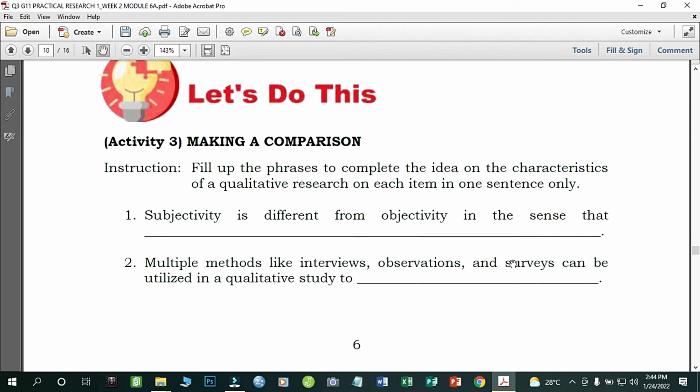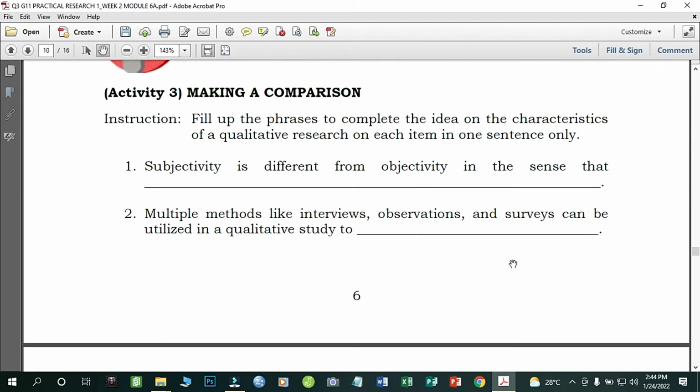Okay, let's do this. So, making a comparison, fill up the phrases to complete the idea on the characteristic of qualitative research in each item. In one sentence only. So here your answer may vary. Okay, it depends upon you. So number 1, subjectivity is different from objectivity in the sense that blank.